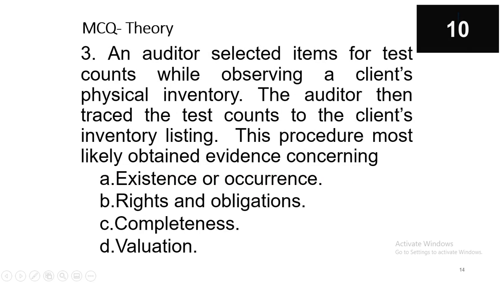Okay, for number 3, an auditor selected items for test counts while observing a client's physical inventory. The auditor then traced the test counts to the client's inventory listing. This procedure most likely obtained evidence concerning A, existence or occurrence; B, rights and obligations; C, completeness; or D, valuation.